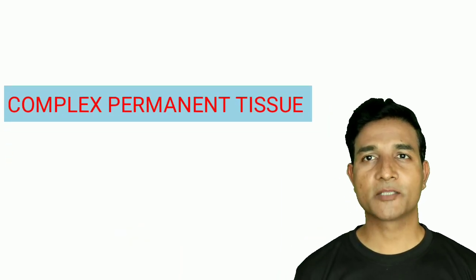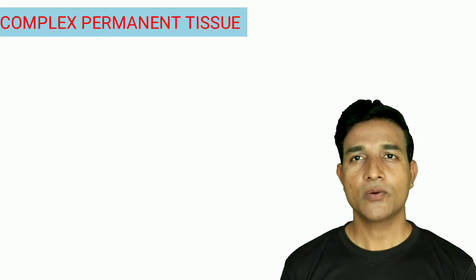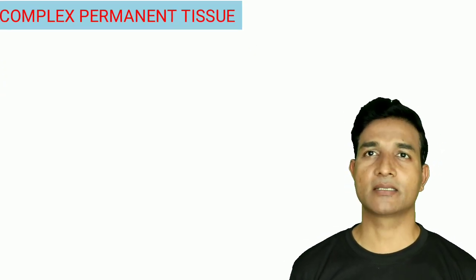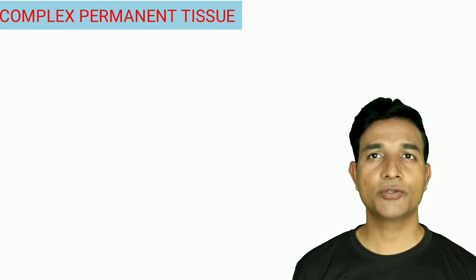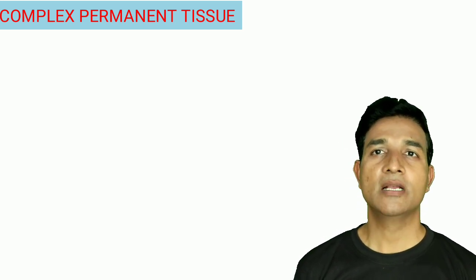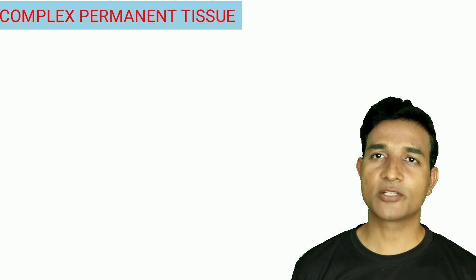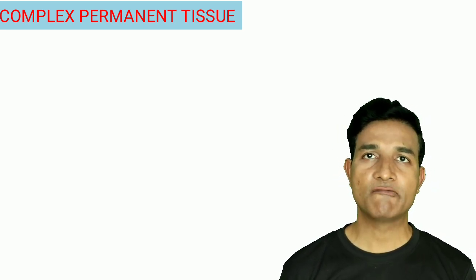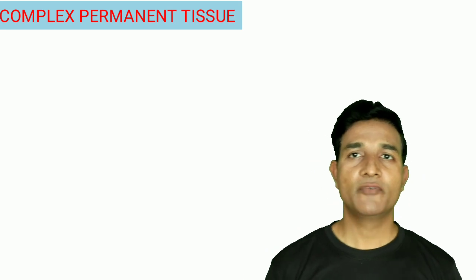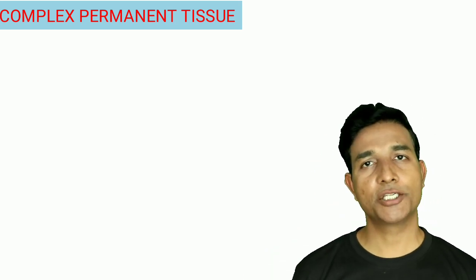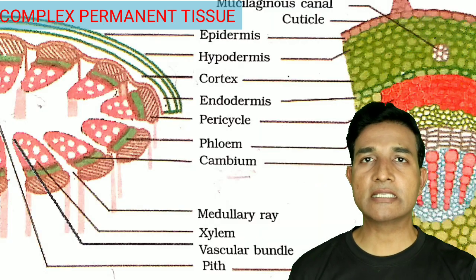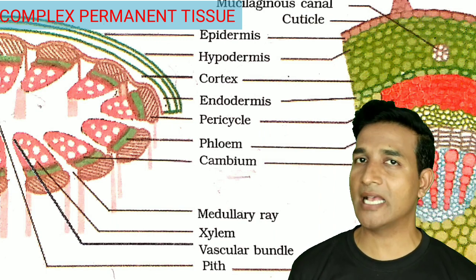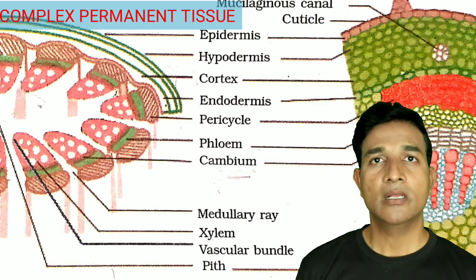Now we come to complex permanent tissue. So we discussed simple permanent tissues, which are made up of only one type of cell, and complex permanent tissues are those which are made up of many different types of cells, but yet they perform a common function. And where do you find these complex permanent tissues? These are found in the form of vascular bundles in the stem as well as the root and leaf.